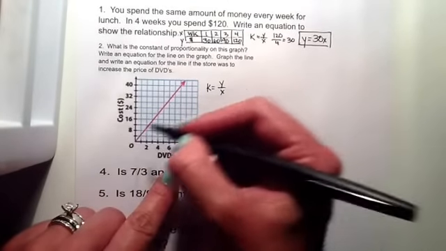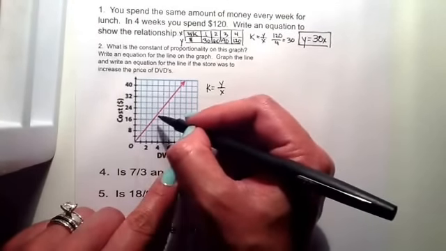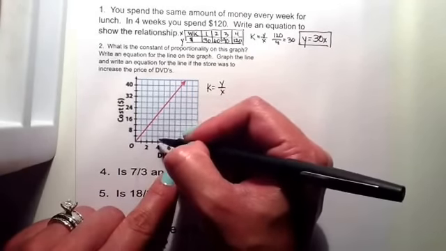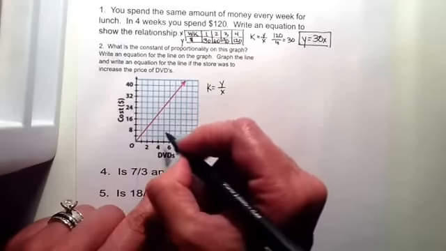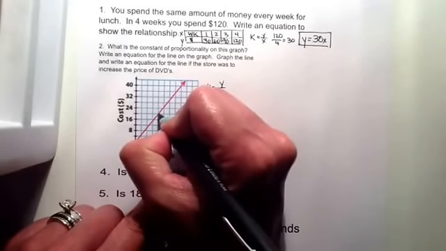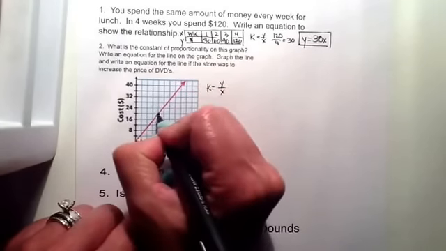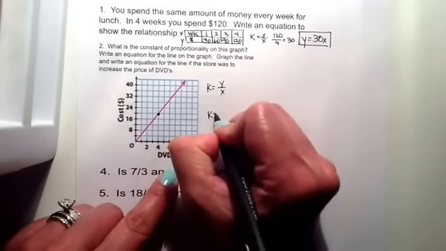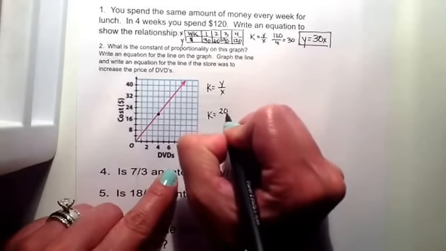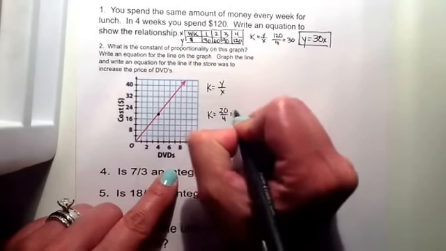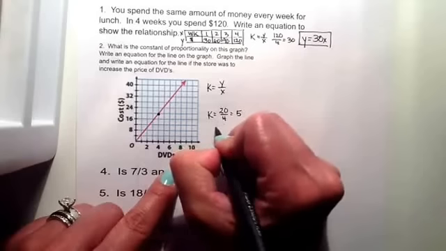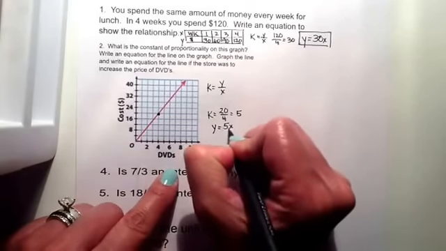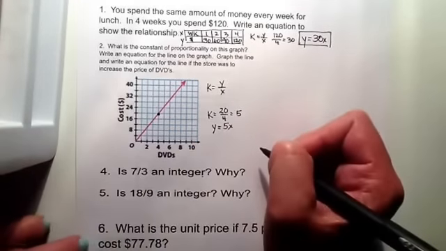So you want to pick a point on the line that lines up exactly with your scale to where you can read your y and your x values. So my 4 on my x lines up pretty nicely with this 20 on my y. So that means my constant of proportionality is going to be 20 divided by 4. My k is 5. So that's going to help me write my equation that these DVDs, no matter how many I buy, they're $5 each.